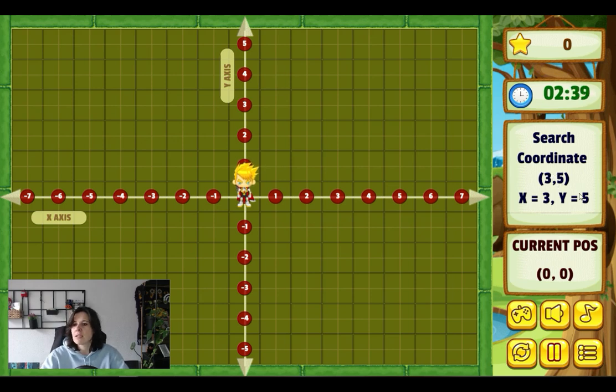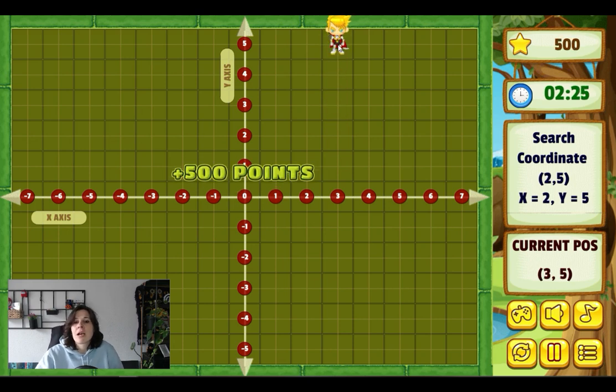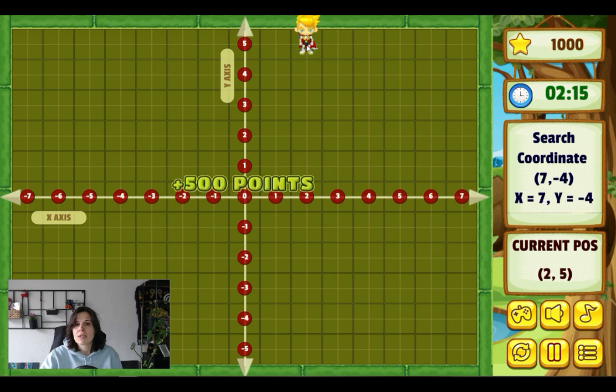Given some coordinates x and y, we have to take the character that is right now in position 0, 0 to this coordinate, which would be in the x3 and in the y5. We click on that coordinate to take the character to that position. This is another way to review the coordinates. We have done it correctly, we add points. And now we are asked for other coordinates, the 2, 5, so we look for the x-coordinate 2 and y5. We move it to that coordinate and we add points as we move the character in the right way by going over the coordinates.